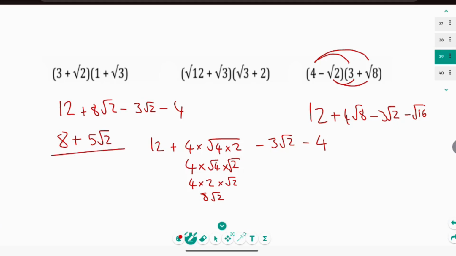So now you're ready to have a go at the even higher level questions. Watch out for the video, rationalising the denominator.